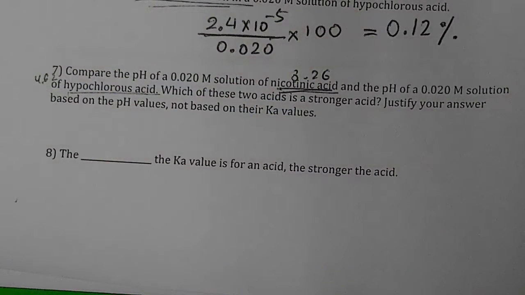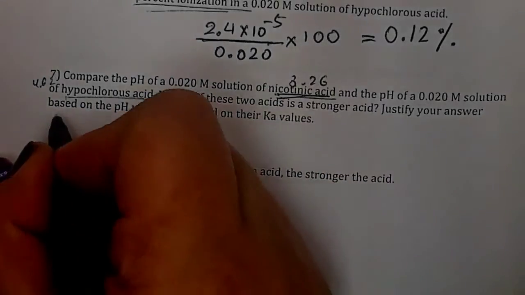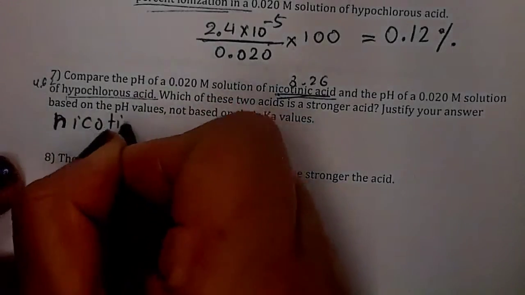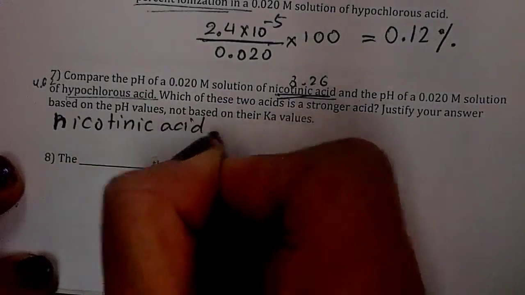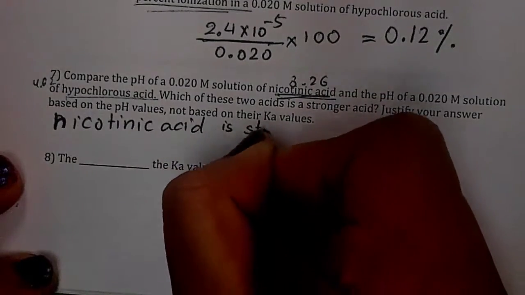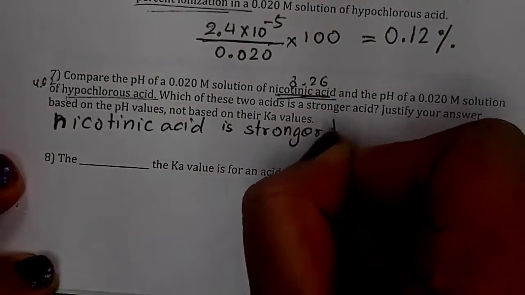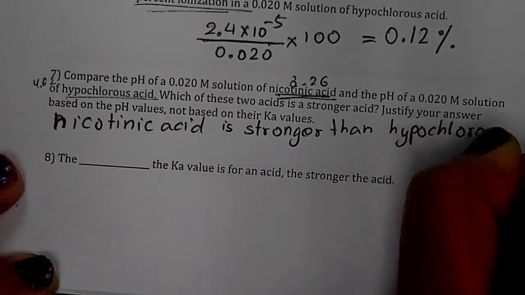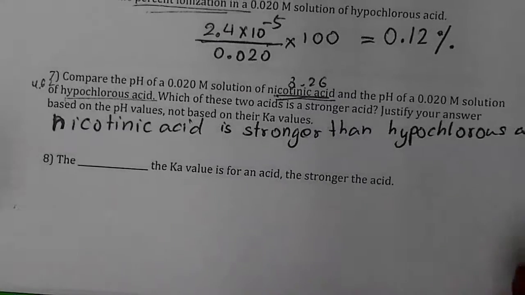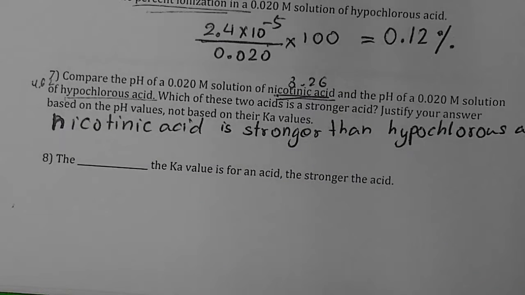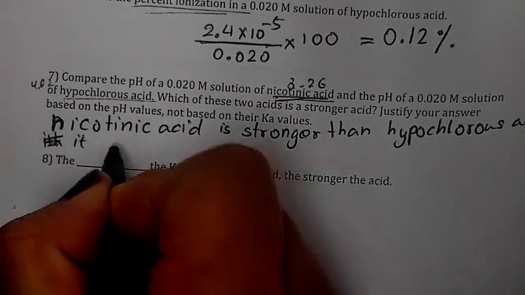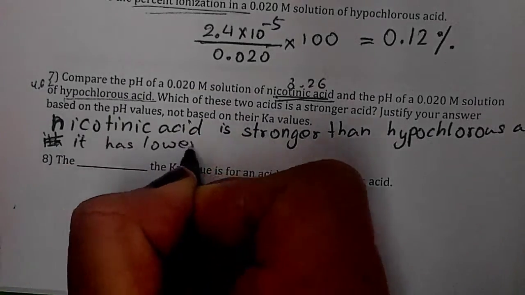So we're gonna say, who is stronger? Nicotinic acid is stronger than hypochloric acid. Why? It has a lower pH. It has lower pH, right?